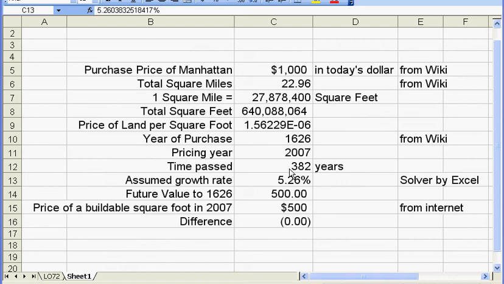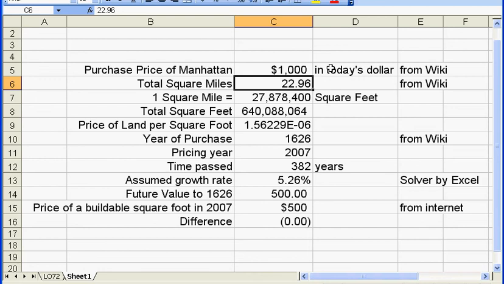In this video, I used the purchase of Manhattan Island as an example for the power of compounding. So the legend says in 1626, the settlers purchased Manhattan Island from the local Indians for $24. That number is back to the 1860s. So in today's terms, it's about $1,000. I found this information from Wikipedia.